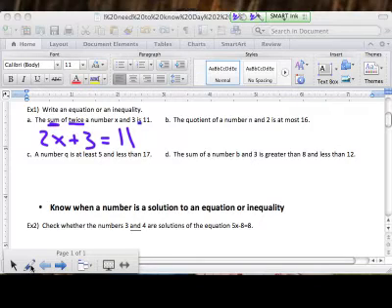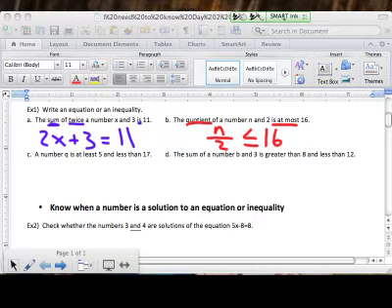The quotient of a number n and 2 is at most 16. So quotient means dividing, and at most is the next key phrase we're going to look at. The quotient of a number n and 2, that's n divided by 2, you can write that a few different ways, is at most 16. That means it could be 16, but it can't be more than 16. So if it can be 16 but no more than 16, it's got to be less than or equal to 16.